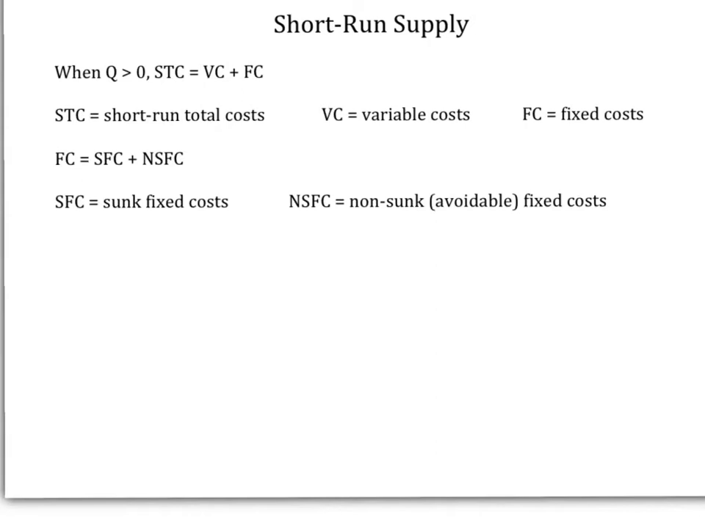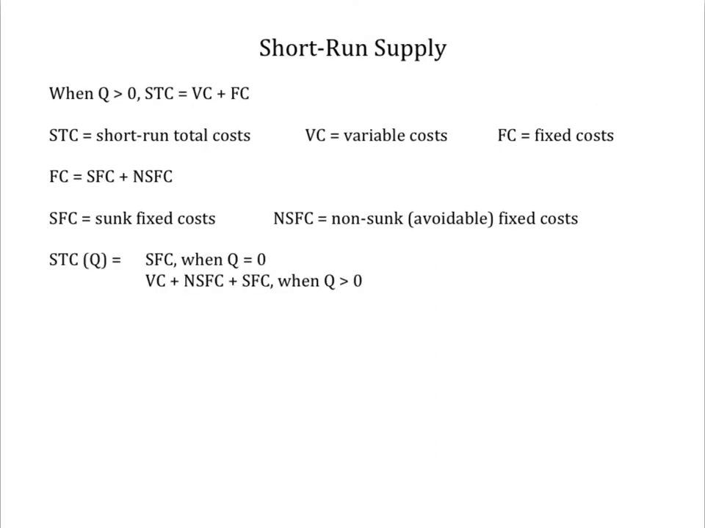The first two are sunk, at least for this month, but the owner of the restaurant can avoid the fixed cost of the chef. That salary is the same regardless of how many meals she cooks, but only by hiring her for busy nights. So, short-run total costs are best understood as equal to sunk fixed costs if the restaurant shuts down, and the sum of variable costs, non-sunk fixed costs, and sunk fixed costs if the restaurant operates.